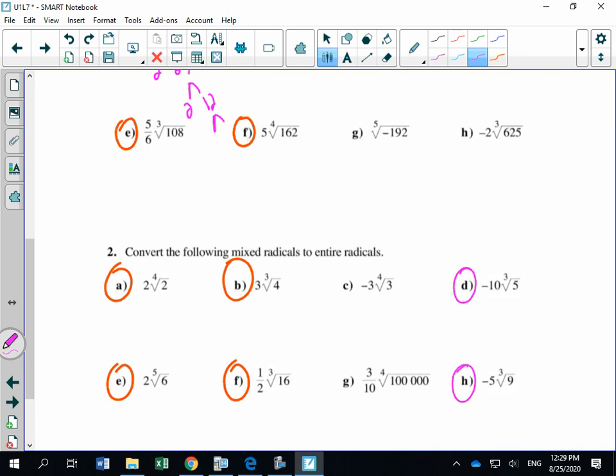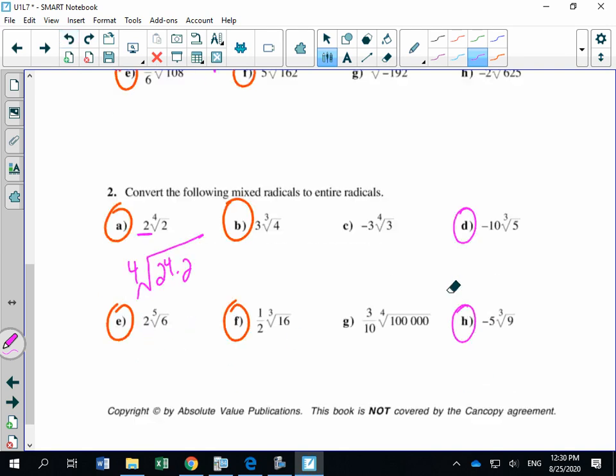Circle D and H. So how did they get that 2 outside of the radical sign? 2 to the power of 4 times 2. And then put that, oops, the index is not 2, it's 4. Fourth root of 2 to the power of 4 times 2. And then you just have to evaluate this. For your negatives, remember, this is negative 1 times 10, third root of 5. Negative 1 times a third root of 10 to the power of 3 times 5. And evaluate what 10 to the power of 3 times 5 is.